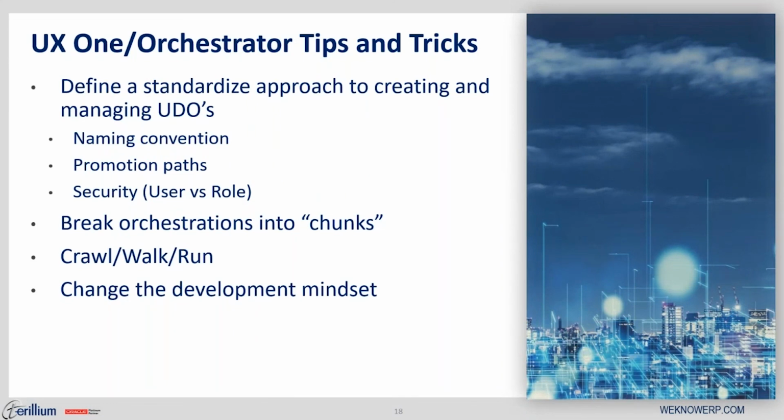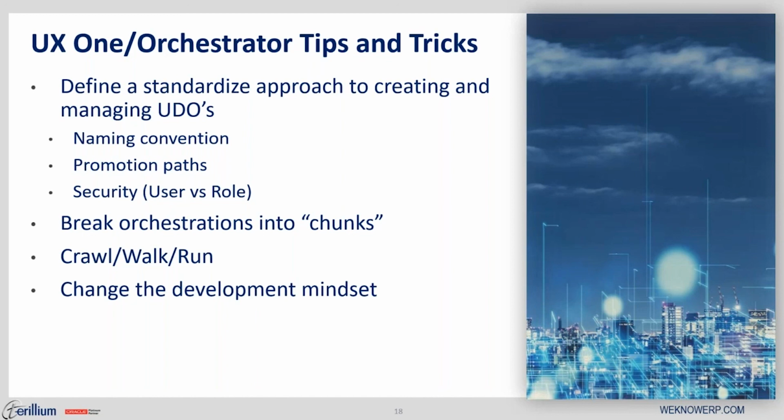So just some high level tips and tricks, based on being around UDOs and UX One and Orchestrator for a long time. You need to start with defining a strategy and standardizing that strategy, making sure that you have good naming conventions and promotion paths and your security, right? Who's able to do what? Maybe end users can create watch lists, but do you want them creating orchestrations? Same thing with personal forms. So creating that strategy of how you want to leverage these tools.